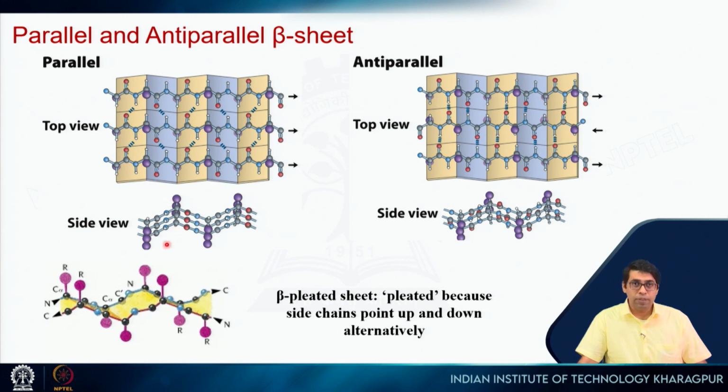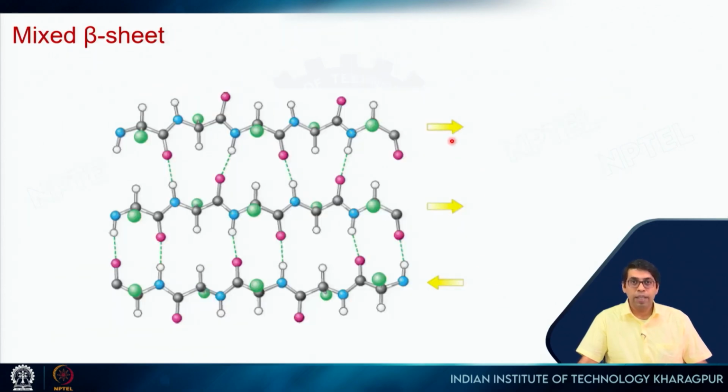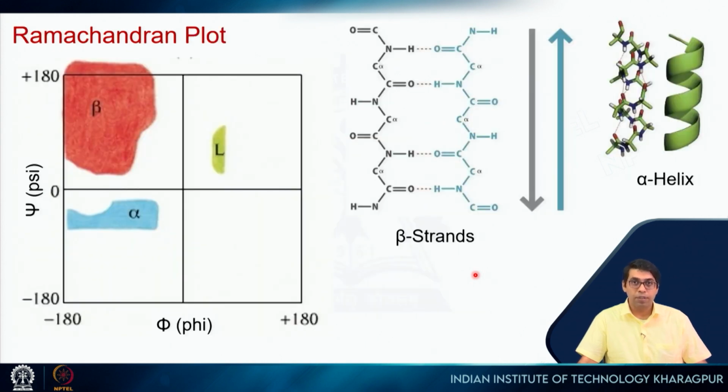And if we see from the side view, we will see that the side chains alternate as going up and down, and this results in this pleated structure, which is why these are also referred to as beta pleated sheets. Again we can have mixed beta strands. One beta strand goes in this direction, another goes in this direction. So, these two are parallel, and the third one goes in the opposite direction. So, these two are anti-parallel. So, we can have parallel, anti-parallel, and mixed orientations.